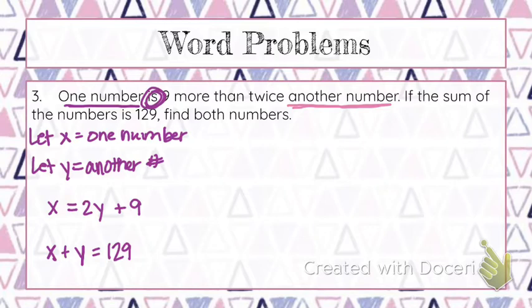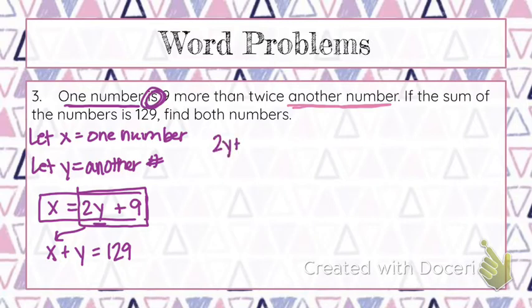So what I'm going to do, we have 2 equations here, and these are going to help us solve for our variables. This equation tells us what x is equal to in terms of y. So if we substitute 2y plus 9 in for x in this equation, that gives us this equation in terms of only y, and then we can solve it. So I'm going to put 2y plus 9 in where x was, and then we have plus y equals 129.